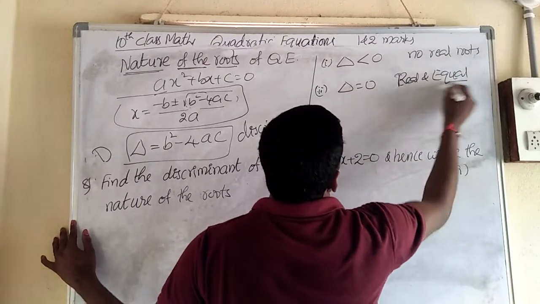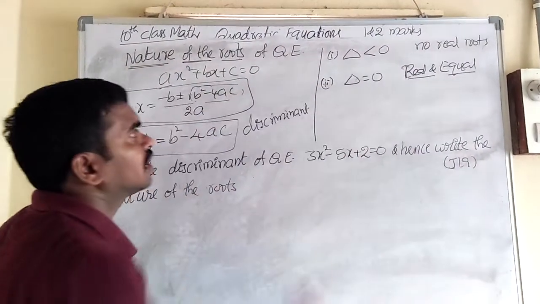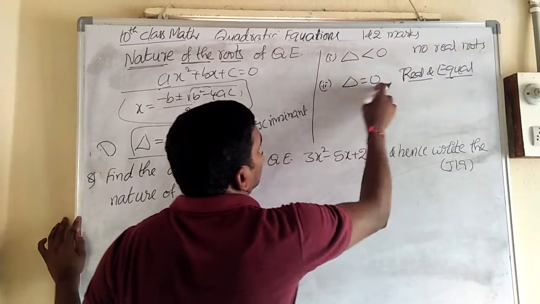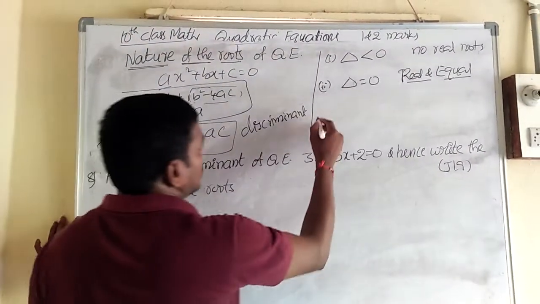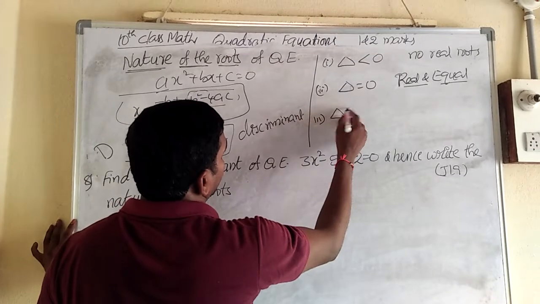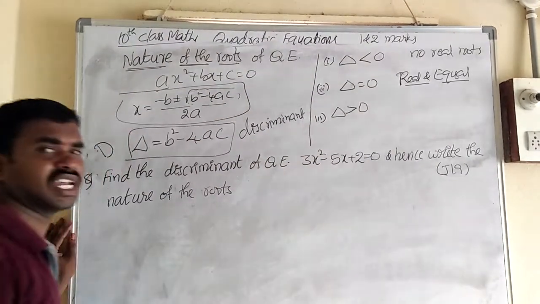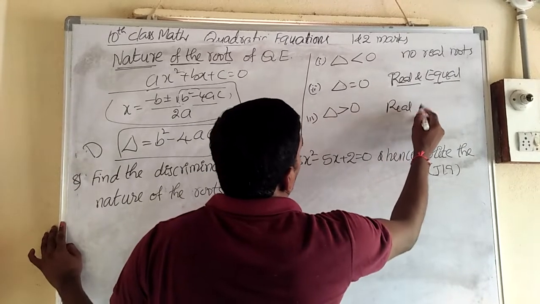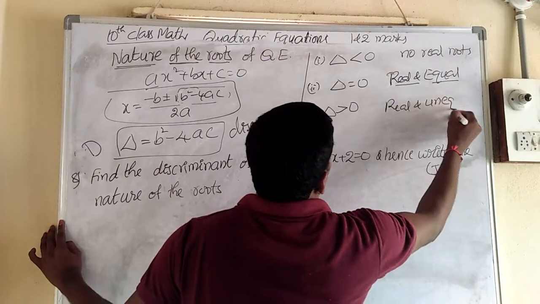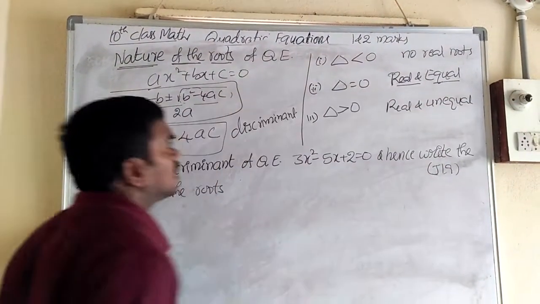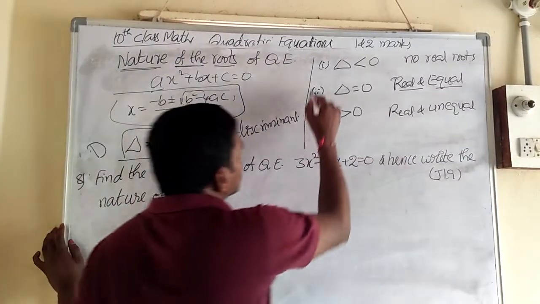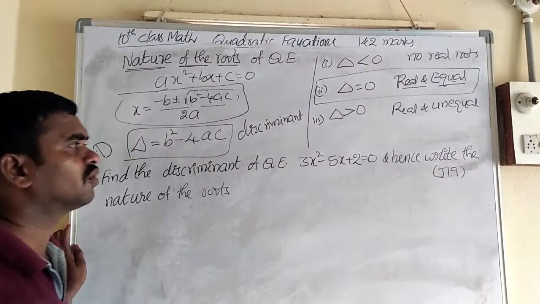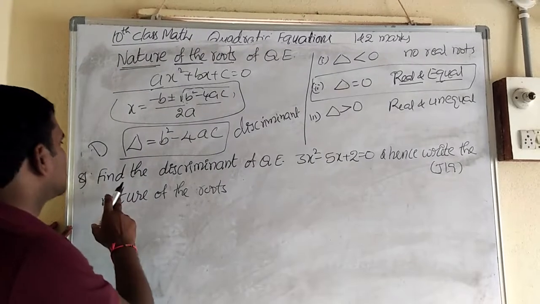So equal roots is the most important thing. When the roots are equal, the delta value is 0. And the third point: if delta is greater than 0, meaning positive, then the roots are real and unequal. These are the most important concepts, especially that when the roots are equal and real, the delta value is 0.